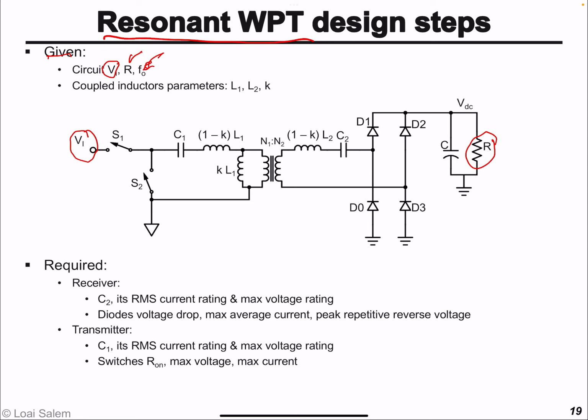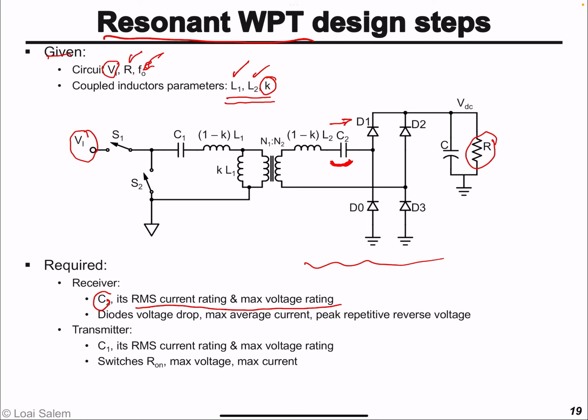Okay. And then we will also have information about the channel, or essentially the coupled inductors. What will be given is just the self-inductance of the primary side, the secondary side, and the coupling factor, essentially K. And from that, if we look at what we need to design on the secondary side, the receiving side, we need to determine the value of C2 and its ratings, basically the RMS current rating, the maximum RMS current that C2 can handle, as well as the maximum voltage across its terminals.